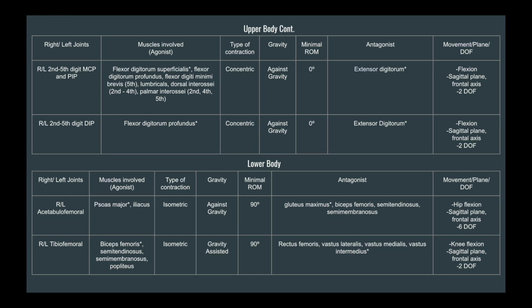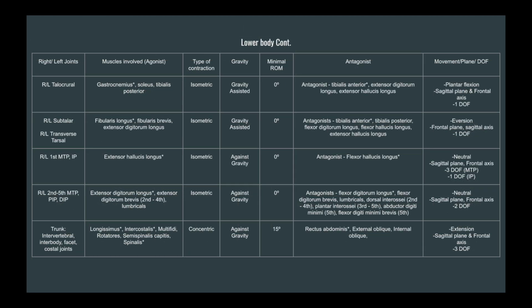Next is the tibiofemoral joint in flexion in the sagittal plane and frontal axis. The main agonist muscle is the biceps femoris, and the antagonist is the vastus intermedius. Next, we have the talocrural joint, which is in plantar flexion in the sagittal plane and frontal axis. The gastrocnemius is the agonist muscle, and the main antagonist muscle is the tibialis anterior.